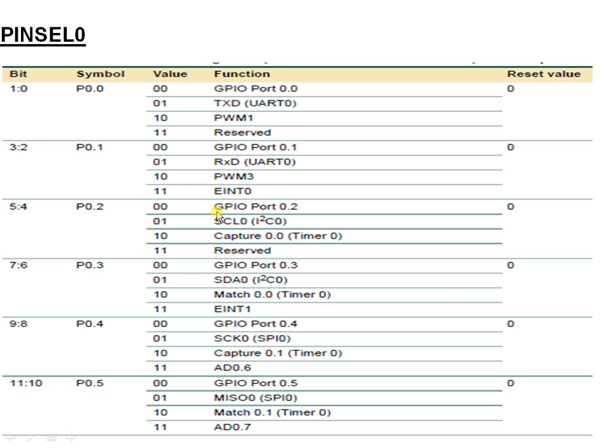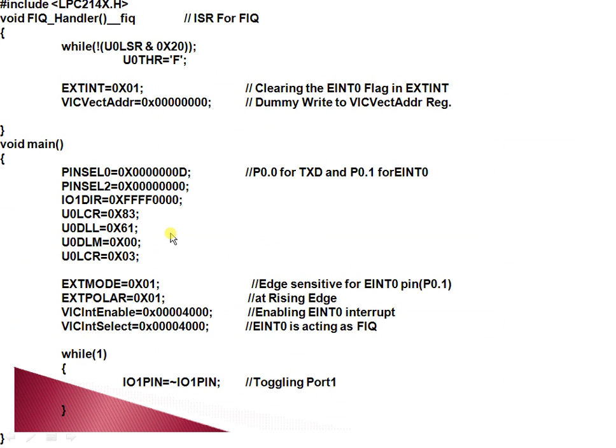Okay, so I want to configure this P0.1 as EINT 0, and it has to act as edge sensitive. Whenever an interrupt is generated, we want to transmit character F to the terminal. So we'll see how to do that. Okay, so this is the program.